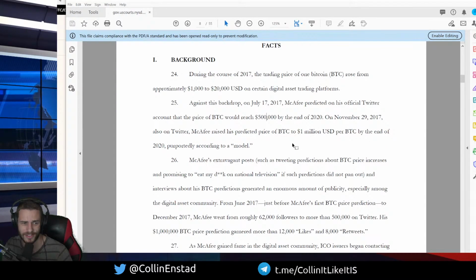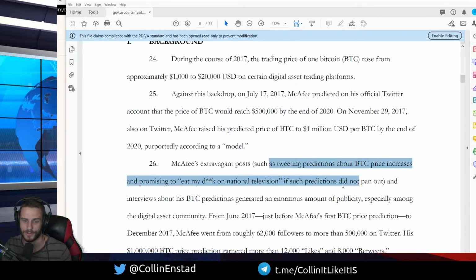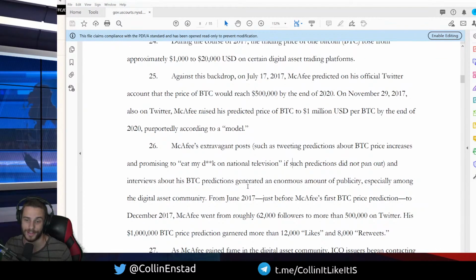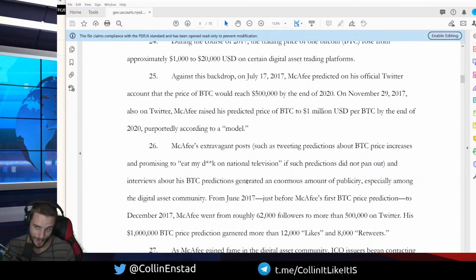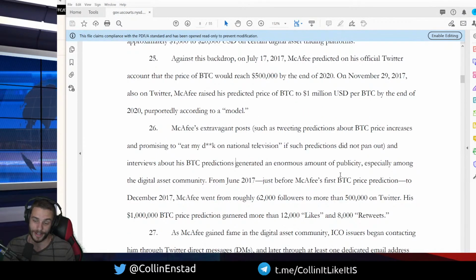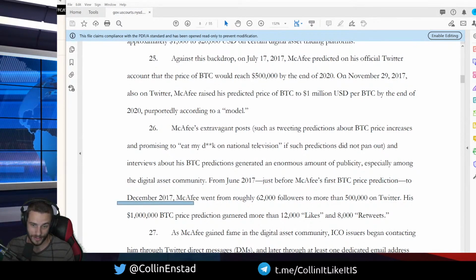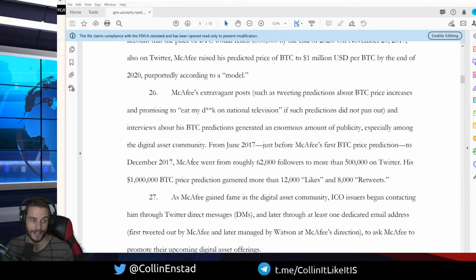They reference his dick line in here. So McAfee's extravagant posts, such as tweeting predictions about BTC price increases and promising to eat his dick on national television, and interviews about a BTC prediction generated an enormous amount of publicity, especially among the digital asset community. I didn't know this. From June 2017, just before his first BTC price prediction, to December 2017, he went from 62,000 followers to roughly 500,000. That's a lot of followers in crypto. That's a shitload, right?